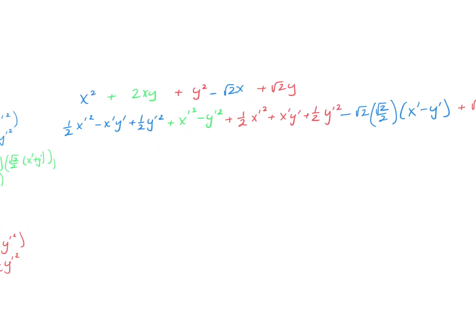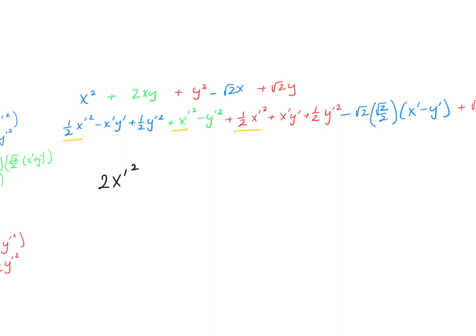Now, let's start with the x squared terms. This is an x squared. This is an x squared. Those two get added together. Oh, wait, here's another x prime squared. Those all get added up. So when I add up all of those x prime squareds, I'm going to get 1/2 plus 1/2, which is 1, plus 1 more, which is going to give me 2x prime squared.